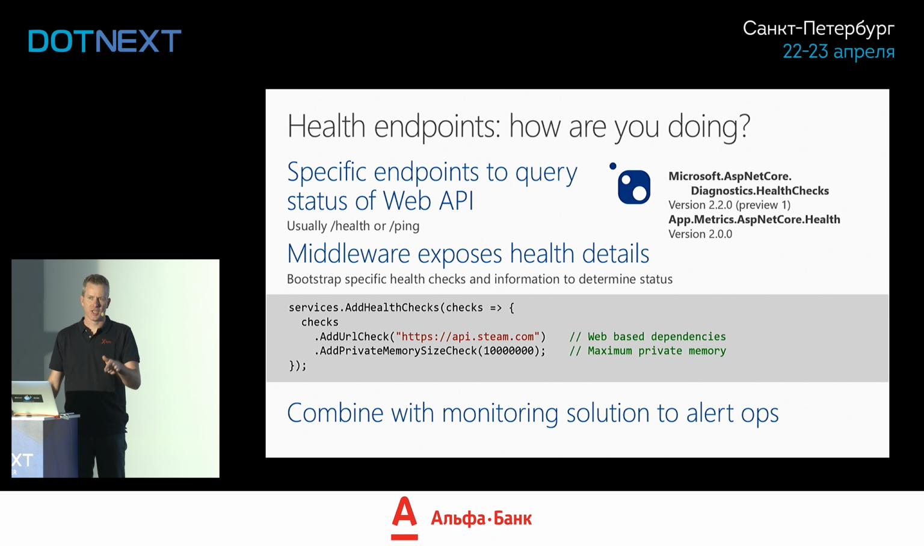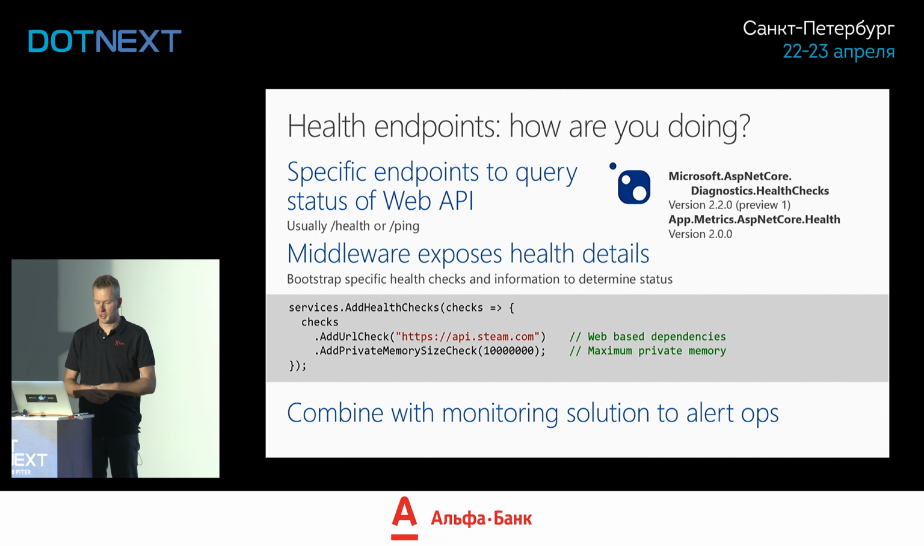Once you have the health checks in place and you can ask at a particular point on your web API, how are you doing? You can also use the instrumentation and the monitoring solution to find out when it flips from healthy to unhealthy. And then you can raise alerts and page people, send them text messages, whatever is needed to get attention because something is going bad.